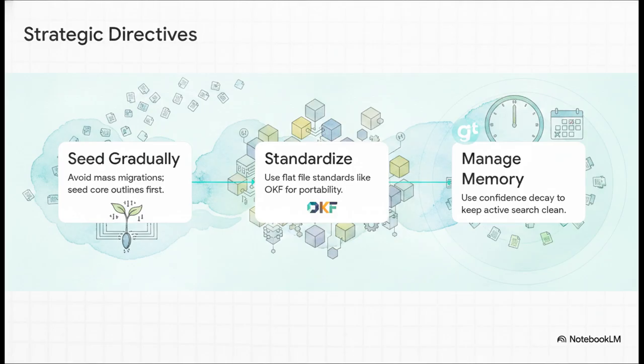Second, enforce structural standardization. Use vendor-neutral flat file standards like OKF so your knowledge actually remains portable. And third, implement dynamic memory lifecycles. At a certain scale, static folders just become pure noise. You have to use confidence decay algorithms or explicit supersession via Git to maintain the integrity of your active search space.